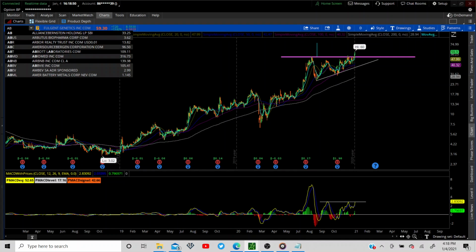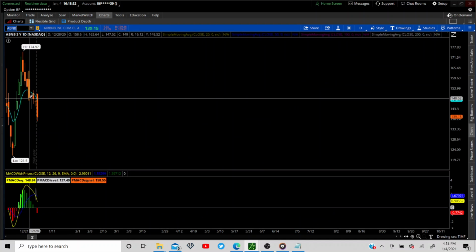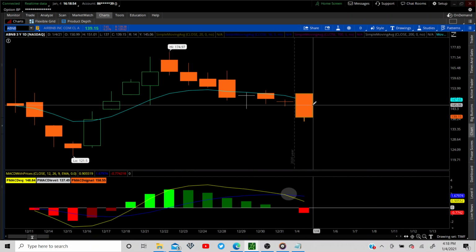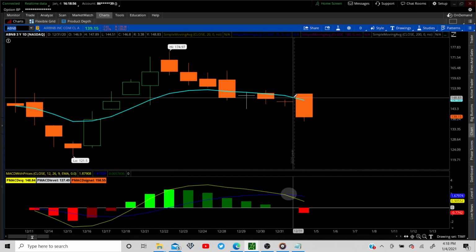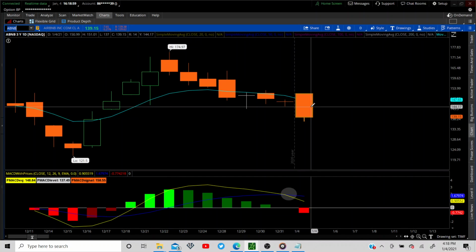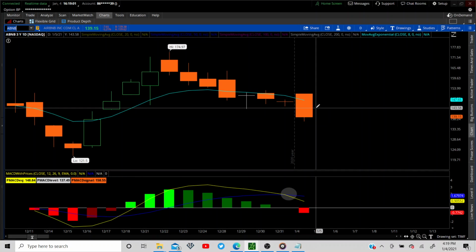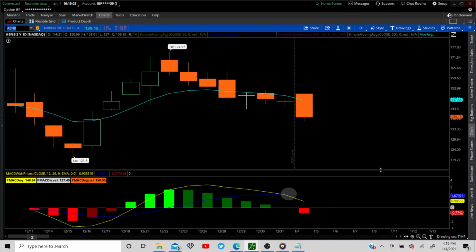Airbnb, this one did not do well for us today. Big down move, couldn't get past the 8MA, so this one's off our radar for now. We're going to put that into our inventory for later on. So that just about does it for us.